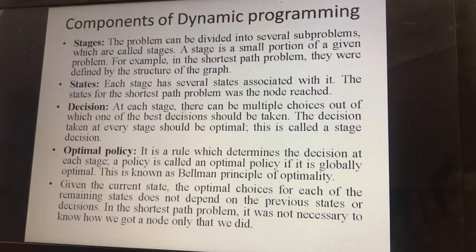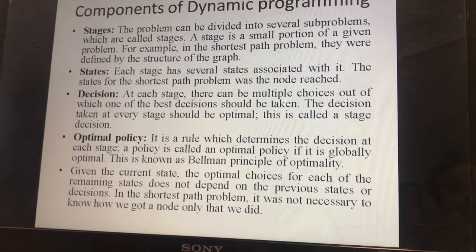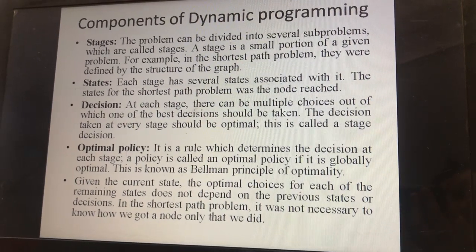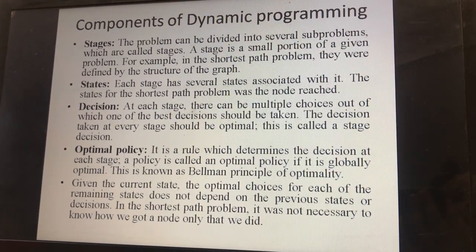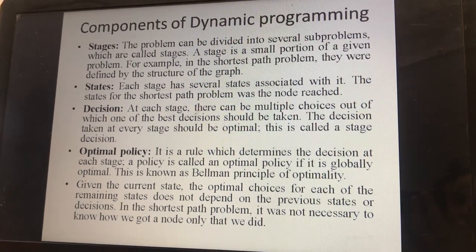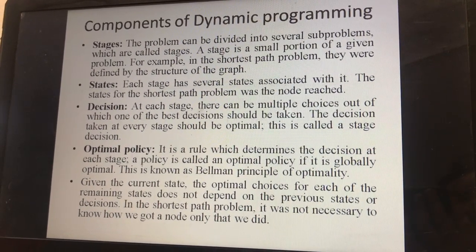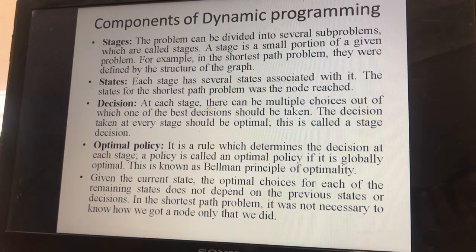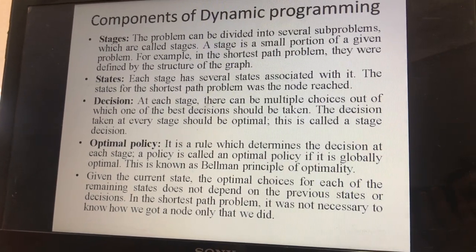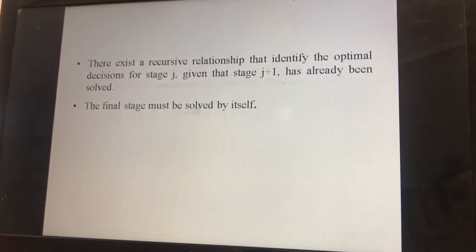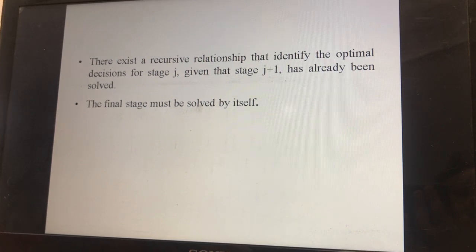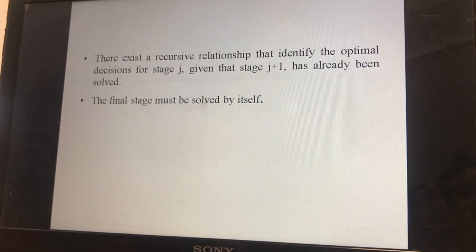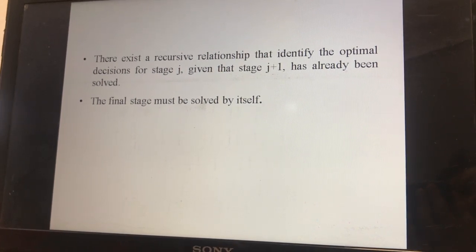Decision: in each stage there can be multiple choices, out of which we take one decision. Optimal policy is a rule which determines the decision at each stage. A policy is called an optimal policy if it is globally optimal; this is called Bellman's principle of optimality. We are going to study the Bellman-Ford algorithm also. Next, there exists a recursive relationship that identifies the optimal decision for stage j, given that stage j plus 1 has already been solved. The final stage must be solved by itself.